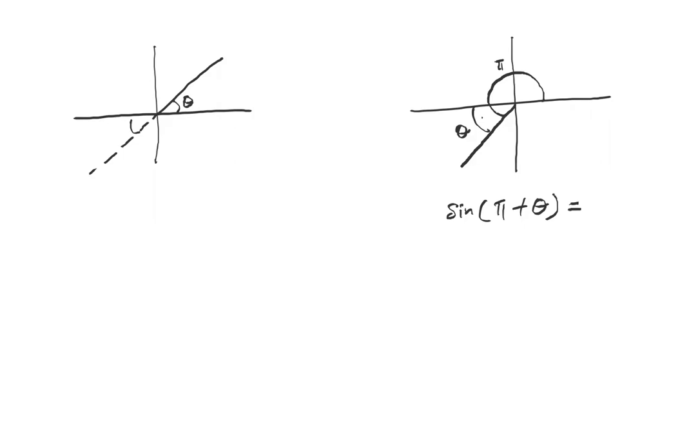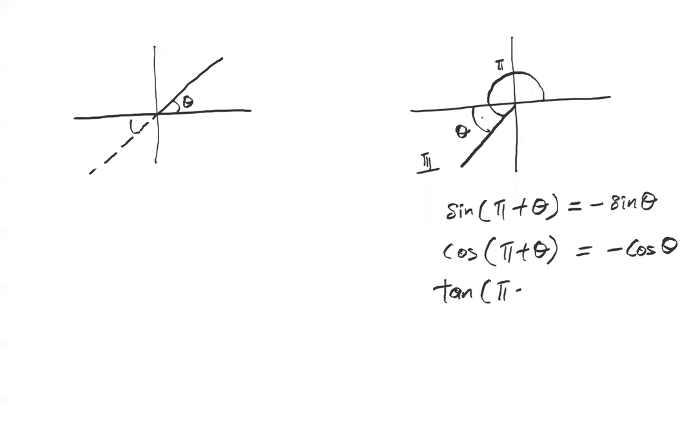You tell me is it negative or positive? Third quadrant. It should be negative sin theta. You see or not? That is how it works. So fourth quadrant, you also know what to do. Am I right? So cos pi plus theta is also negative cos theta. Tangent pi plus theta is equal to tangent theta.